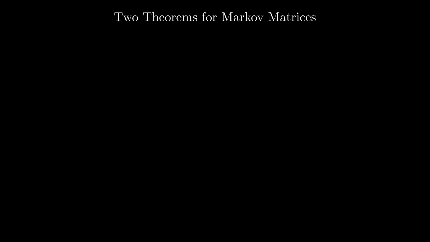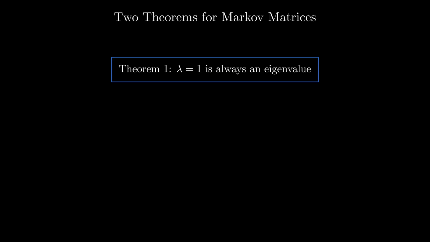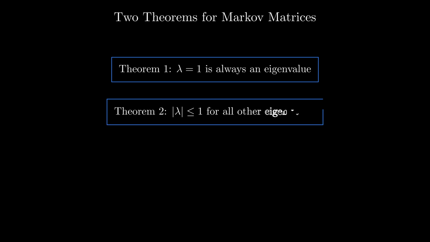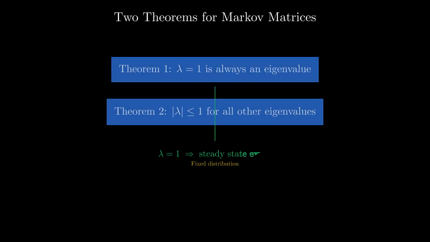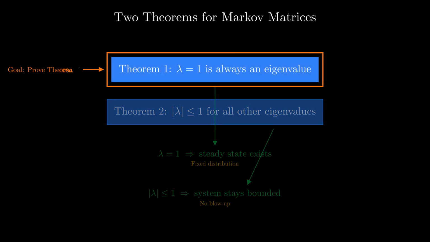Two theorems govern Markov matrices. Theorem 1: lambda equals 1 is always an eigenvalue. Theorem 2: every other eigenvalue has absolute value at most 1. Together, these two facts guarantee that the system has a steady state and ensure that it doesn't blow up over time. In this video, we're going to prove Theorem 1. The proof is short and elegant, and along the way, it reveals something deep about how transposes and the null spaces talk to each other.